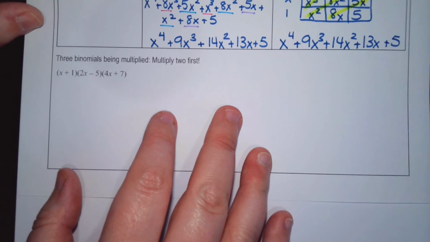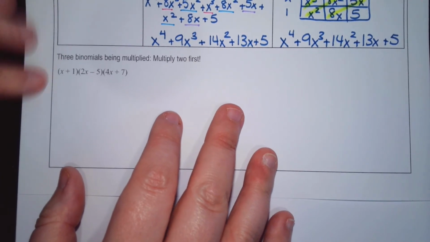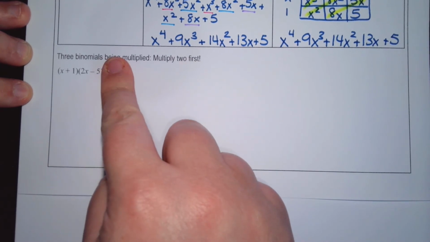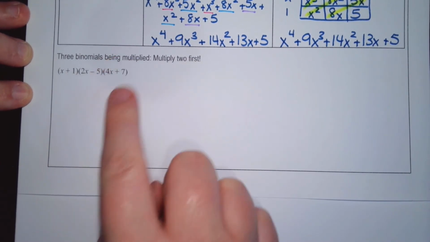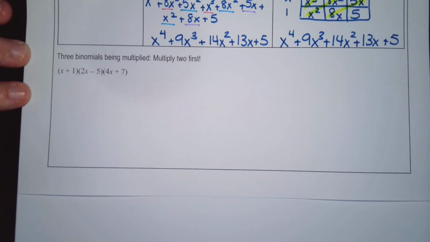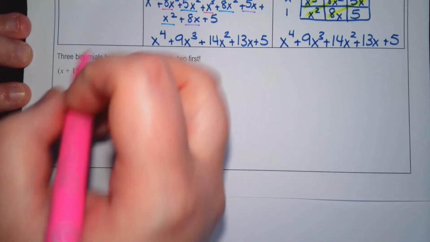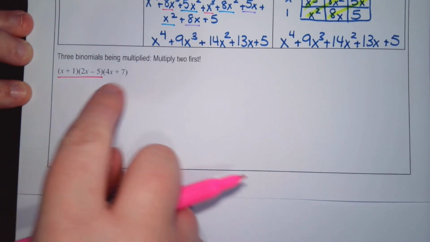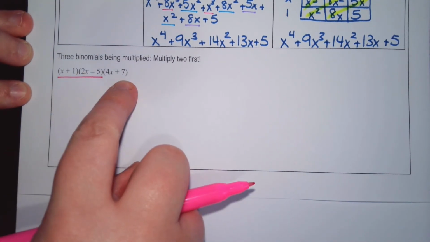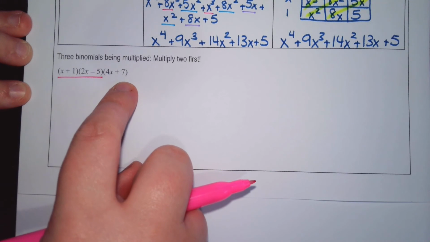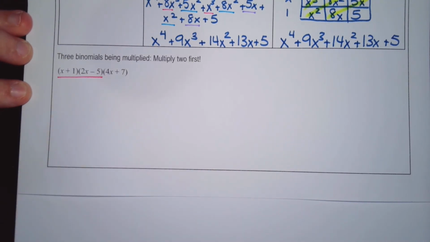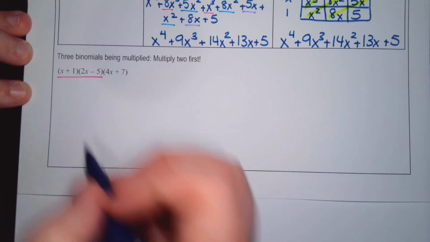3 binomials being multiplied. So, when you have 3 binomials being multiplied, multiply 2 of them first, then multiply them by the third. So, I'm going to multiply these 2 first. Then, after I multiply these guys, I'll multiply it by the last. It doesn't matter what you use. I'm going to distribute first, and then I'll use the box method.